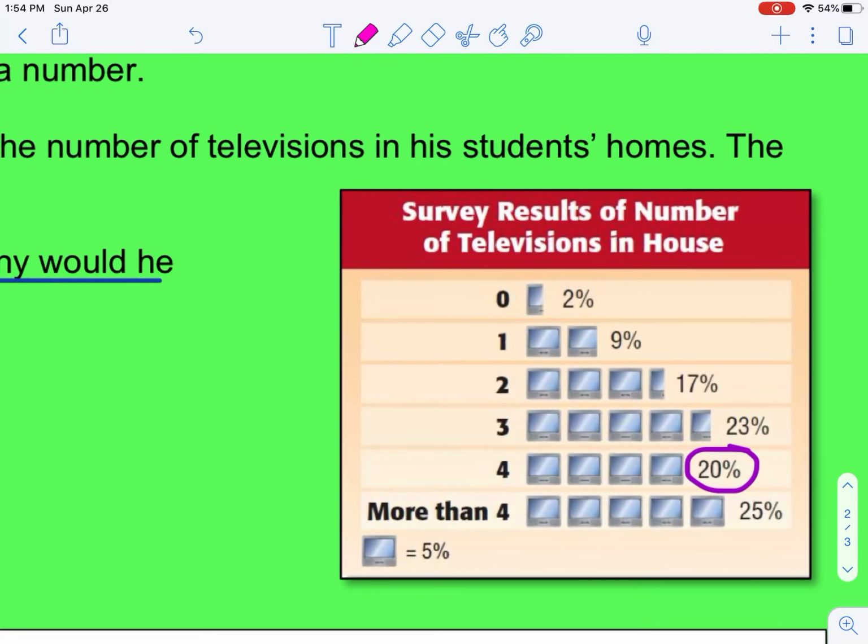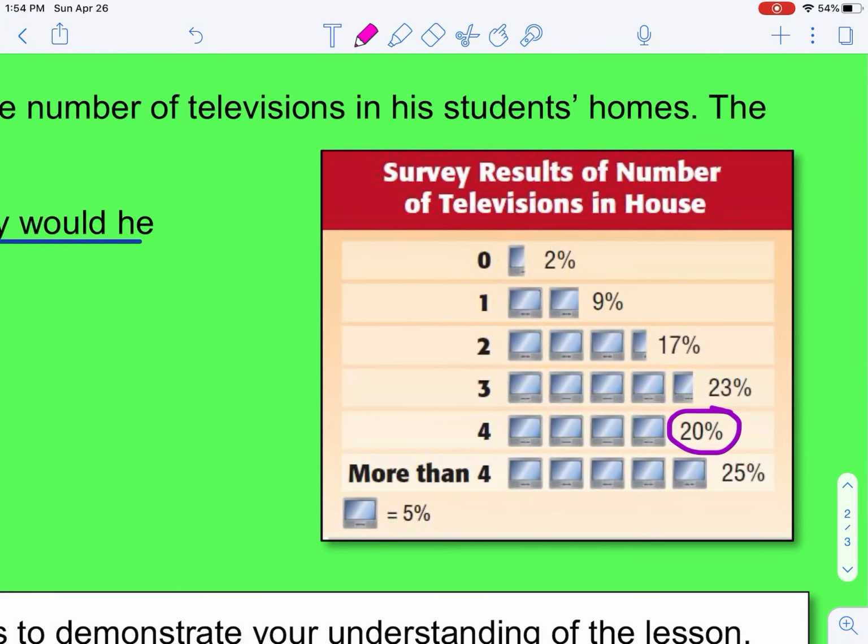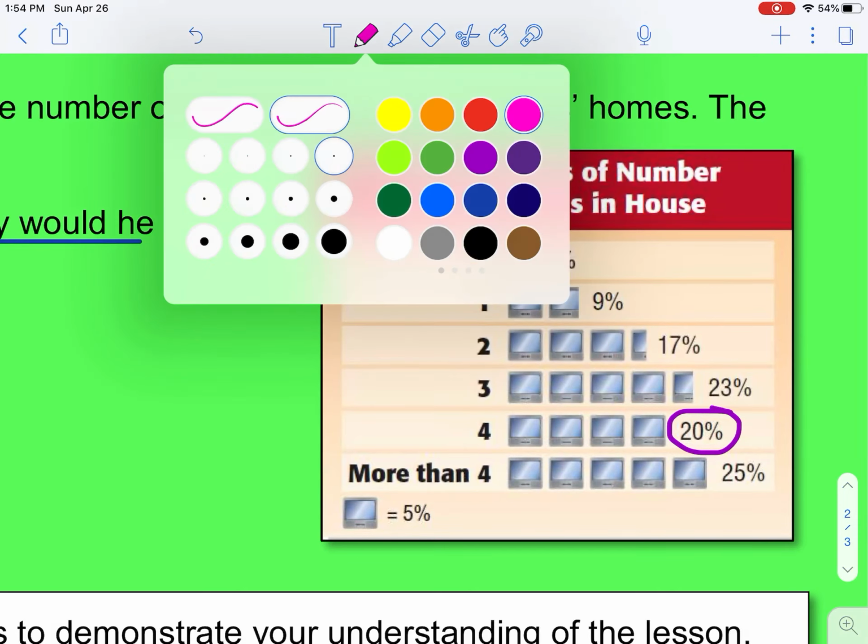So if I take a look at my graph over here, it looks like there was 6 different options. Either students had no televisions, they had 1, 2, 3, 4, or more than 4. So according to our problem, the number that we want to focus on is 4 televisions. According to Mr. Lombard's data, 20% of his students had 4 televisions. So we're going to use that number in our problem.